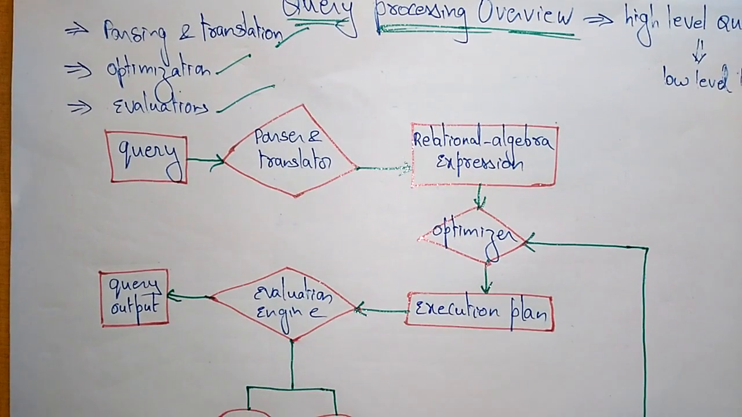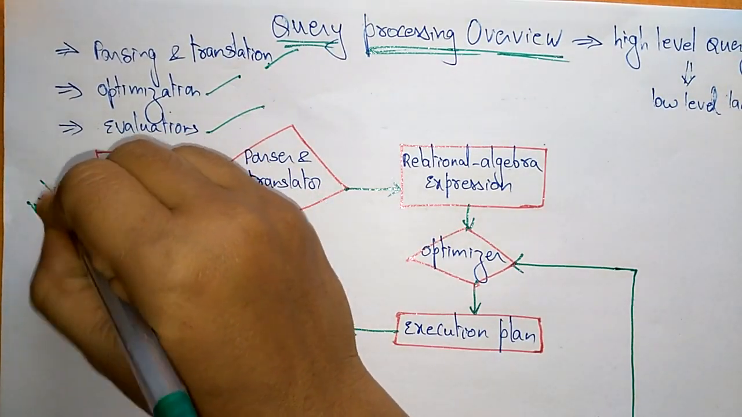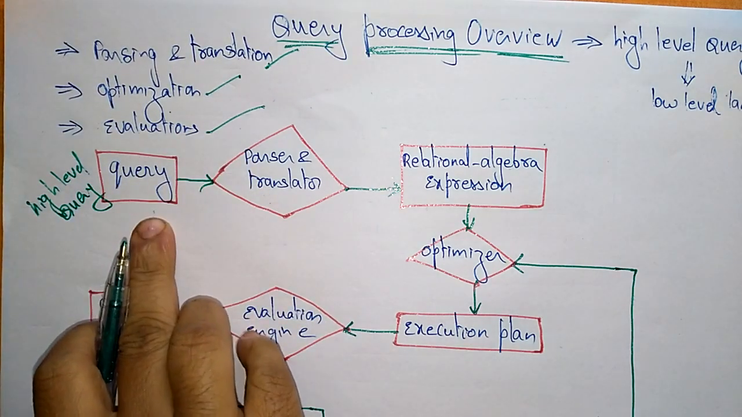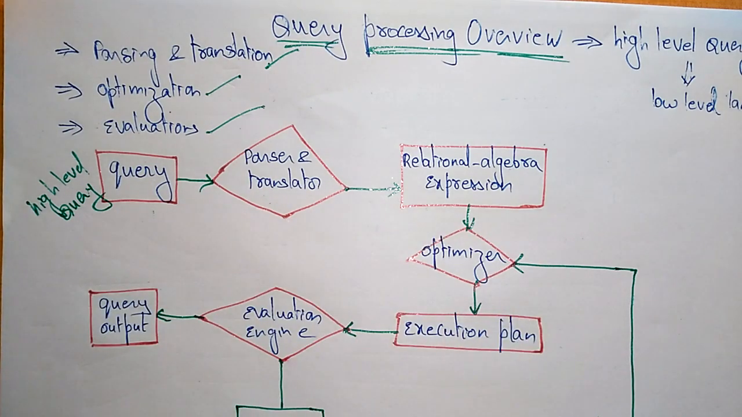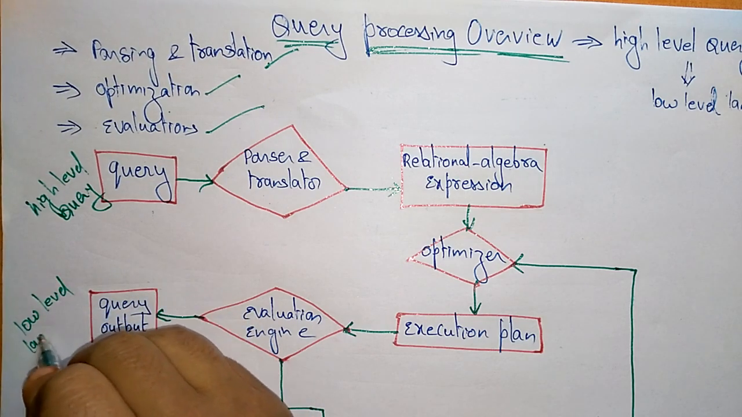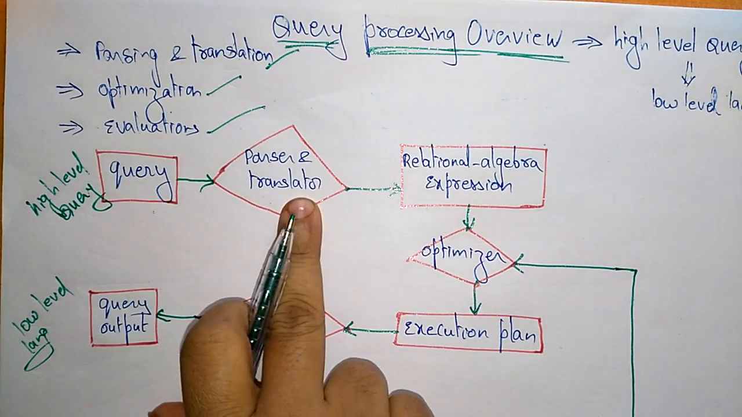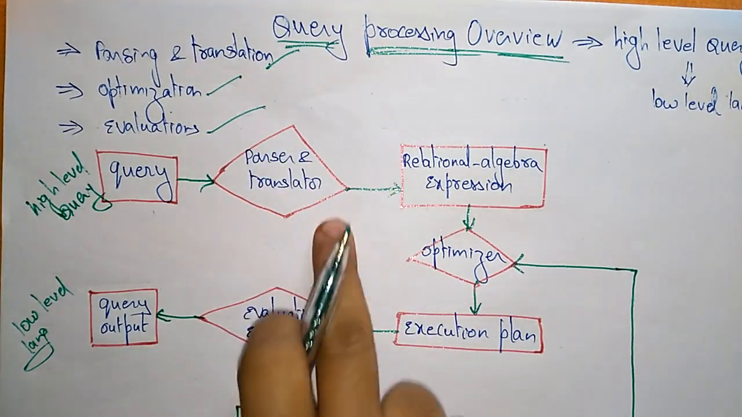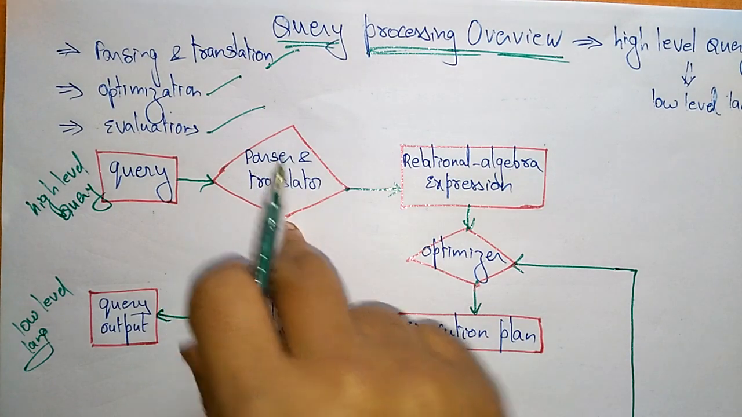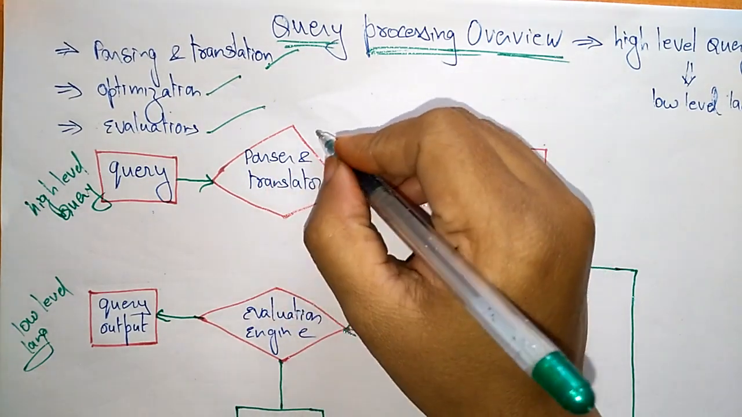So let us see this diagram. The first is the query, which is in high level language. This high level query will be translated into low level language at last. So here you will get the low level language query. Here the high level query is first converted by the parser and translator. So first it takes the query from the user. The parser and translator translate the query into internal form.